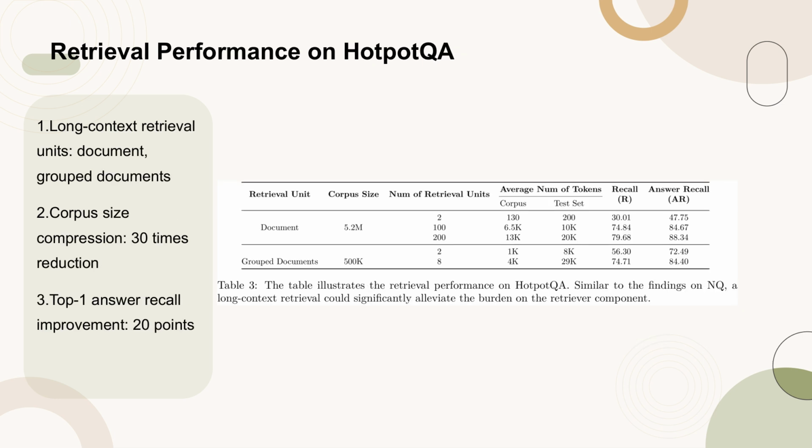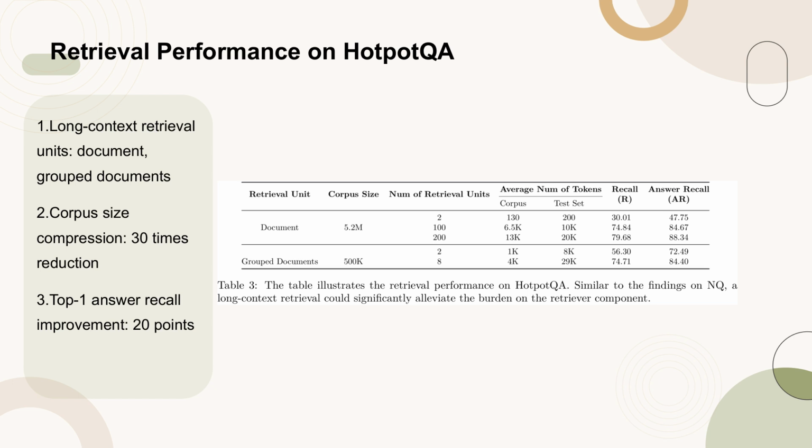Table 3 presents the retrieval performance on the HotPotQA dataset, highlighting the benefits of using long context retrieval units such as documents and group documents. This approach significantly reduces the corpus size by approximately 30 times, from 22 million to 600,000 units, and improves the top 1 answer recall by about 20 points, from 52.24% to 71.69%.